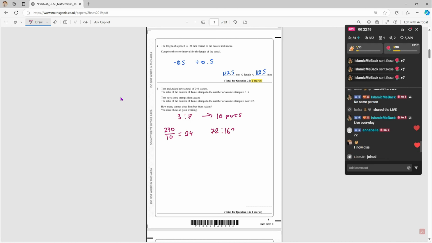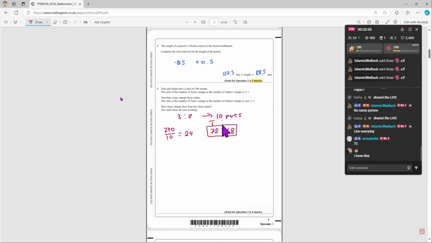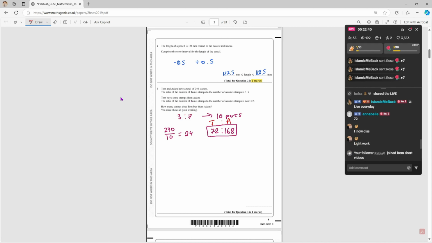Now, guys, remember, this is paper 2, so you are allowed to use a calculator. So you basically split this in our ratio, and this is the number of Tom's stamps to the number of Adam's stamps. So Tom to Adam, okay? This is how much Tom has, and this is how much Adam has. Now, it says Tom buys some stamps from Adam. The ratio of the number of Tom's stamps to the number of Adam's stamps is now 3 to 5.